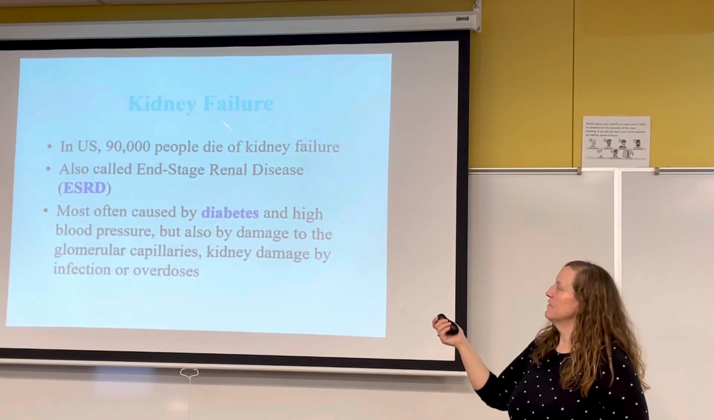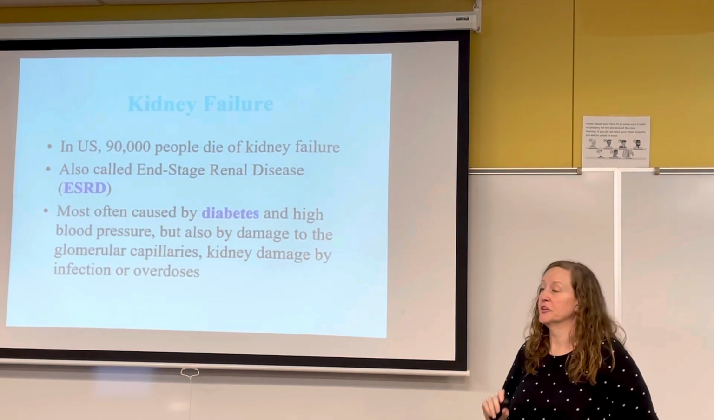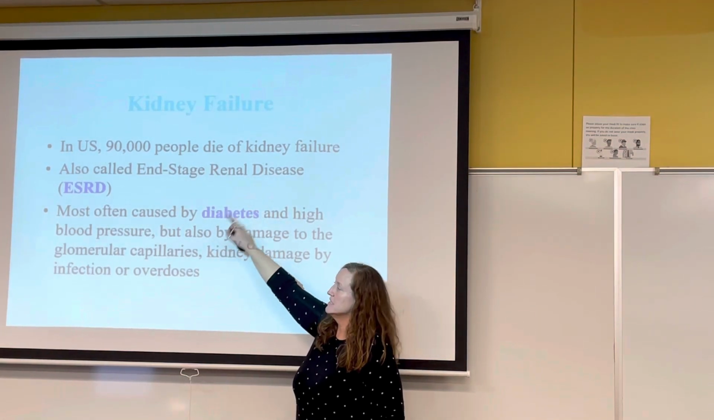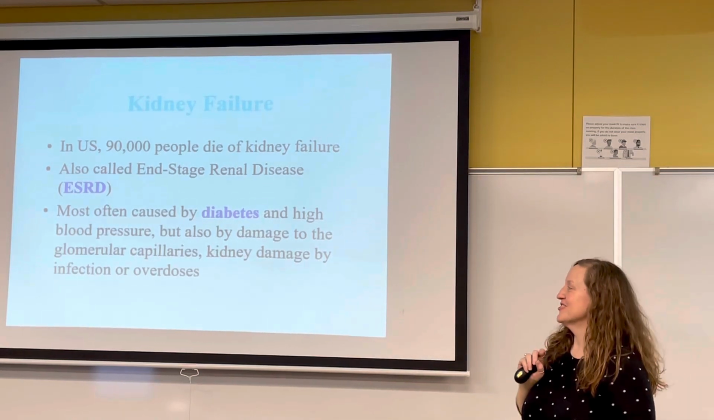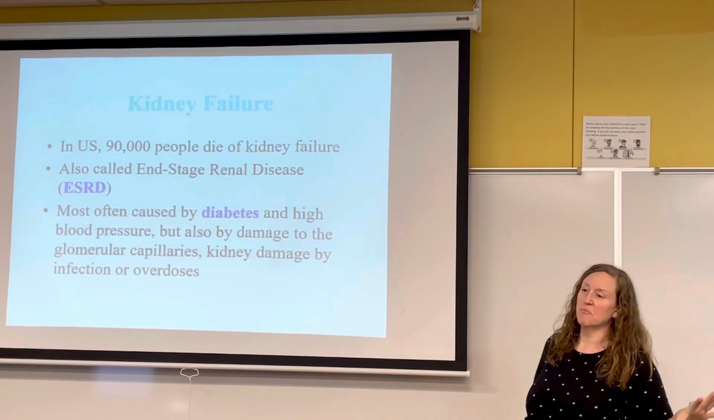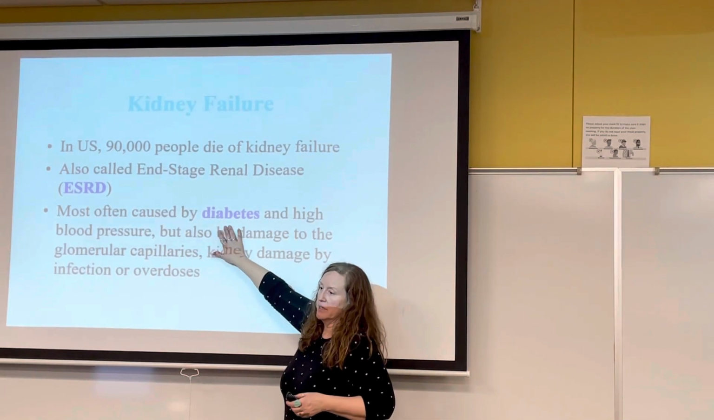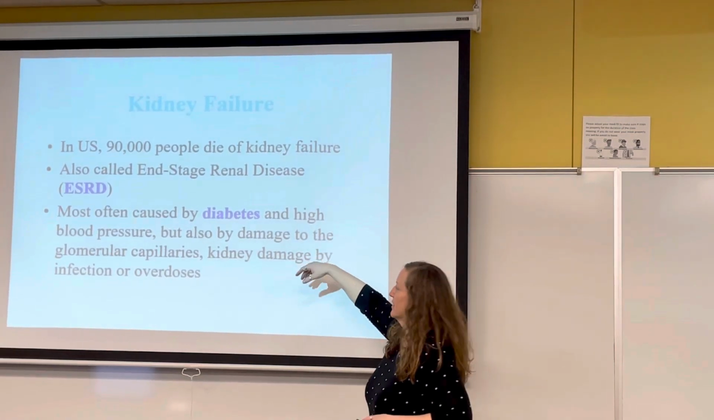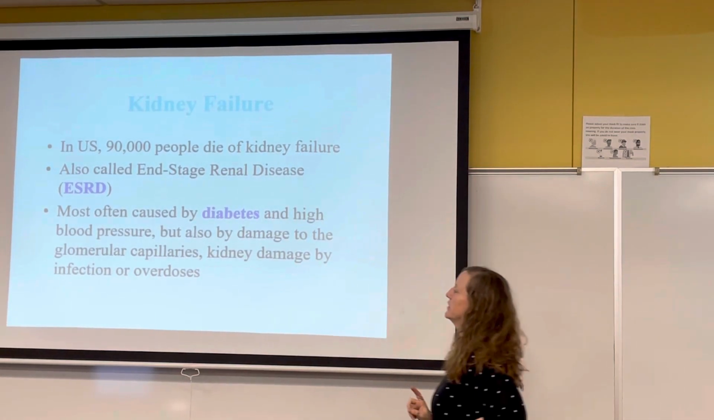Kidney diseases, kidney failure. 90,000 people die of kidney failure per year. It's also called end-stage renal disease, ESRD. If you've noticed, there's a lot more kidney centers going up, dialysis centers. Every strip mall seems like they have one these days. Rise in diabetes. Rise in high blood pressure. So we're talking heart disease and diabetes, which often exaggerate each other.